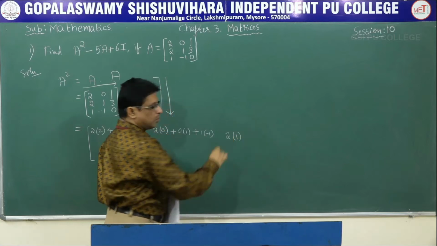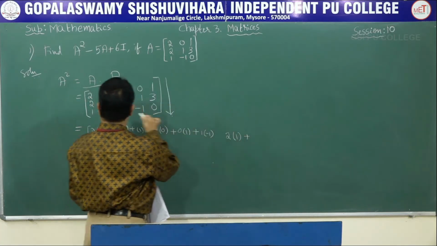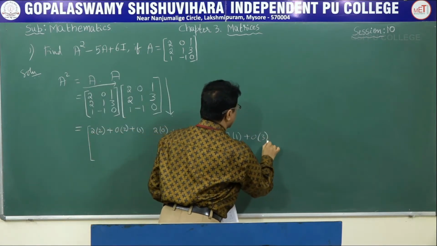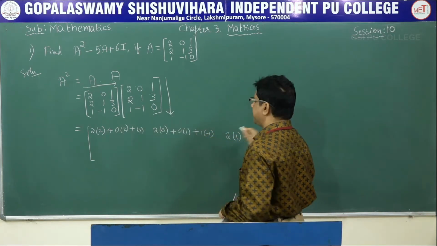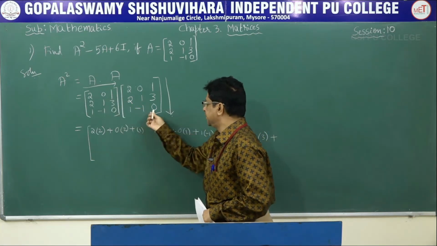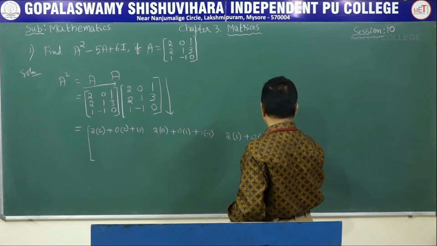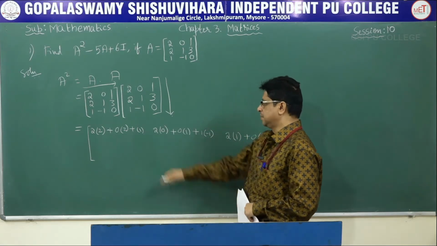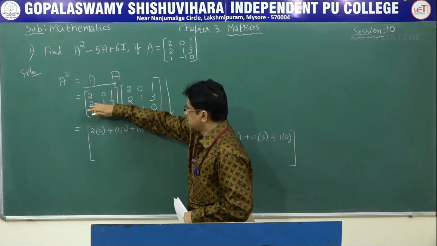2 into 1 plus 0 into 3 plus 1 into 0. Now first row has been completed. Next we go for second row.